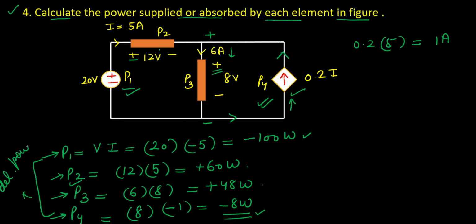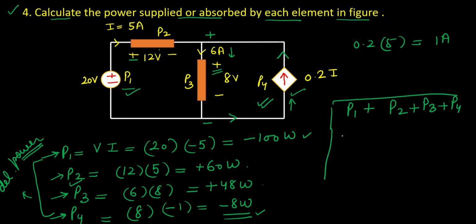One more thing that you need to remember: if we add all the powers that are absorbed and supplied, P1 plus P2 plus P3 plus P4, we get minus 100 plus 60 plus 48 minus 8, which comes out to be 0. So P2 plus P3 is equal to P1 plus P4.